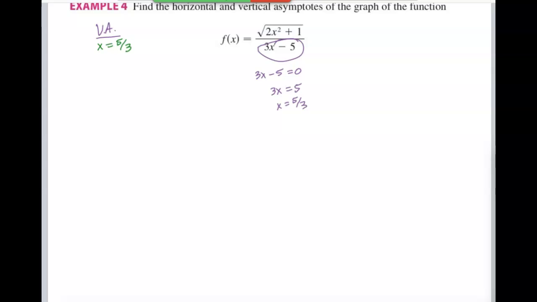All right, now to get to our horizontal asymptotes, we need to look at two things. What's going on as x approaches positive infinity, and then what's going on as x approaches negative infinity, because for this one you do have a situation where you actually get different horizontal asymptotes in different directions. All right, so here's what we want to do. What is the highest power of x in the denominator?